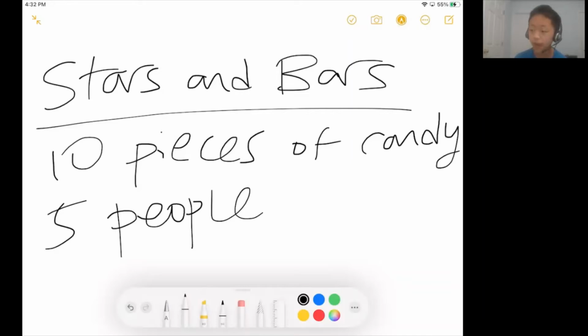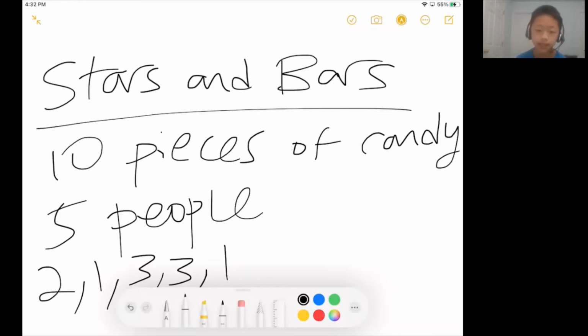So for example, you might be able to give 2 pieces of candy to the first person, 1 piece of candy to the second person, 3 pieces to the third, 3 pieces to the fourth person, and 1 piece to the last person. And we're interested in counting how many ways are there to split these 10 pieces of candy among these 5 people. So this is what we call a distribution question.